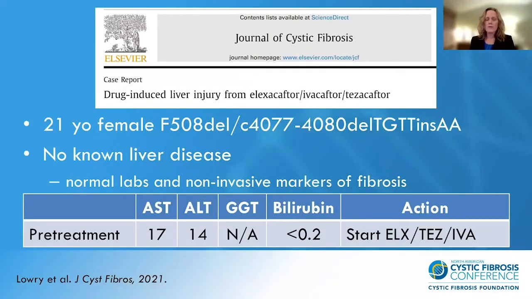However, unfortunately, we have some evidence that there is damage in the liver. This study is the first study to be published about a drug-induced liver injury from Elex-Tez-Iva. This was a 21-year-old female with F508del heterozygous mutation. She had no known liver disease at baseline based on her labs and her non-invasive liver markers of fibrosis.